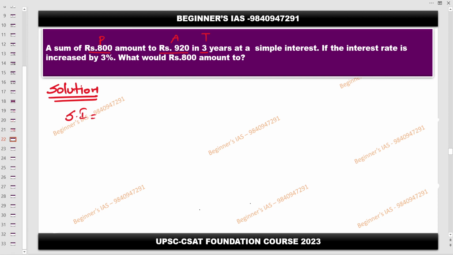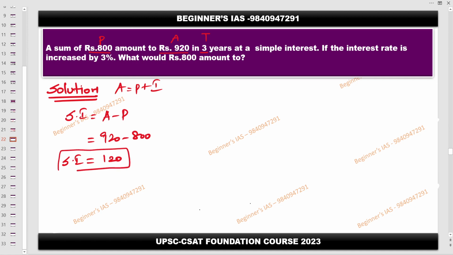You know the logic called as the amount is equal to principal plus interest. Then the interest is equal to what? Amount minus P. So therefore amount 920 minus 800. Then therefore that simple interest for that 3 years is equal to 120. Clear? Then the question is if the interest rate is increased by 3.